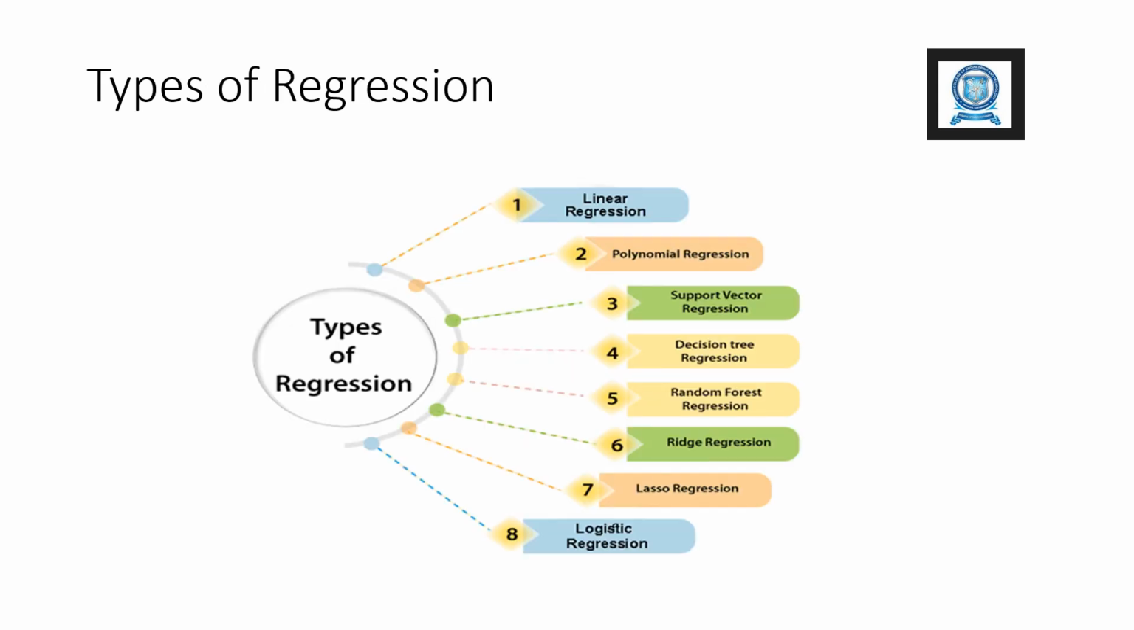The types of regression are shown here. There are eight types of regression. One is linear regression, two polynomial regression, three support vector regression, four decision tree regression, five random forest regression, six ridge regression, seven lasso regression, eight logistic regression.